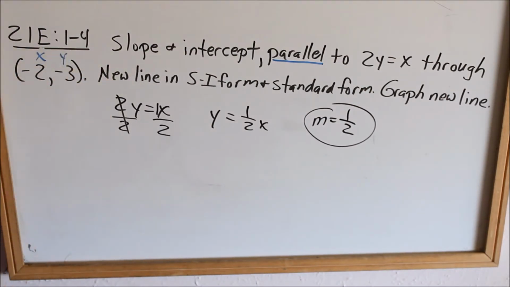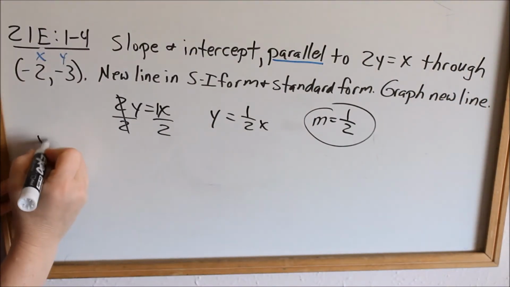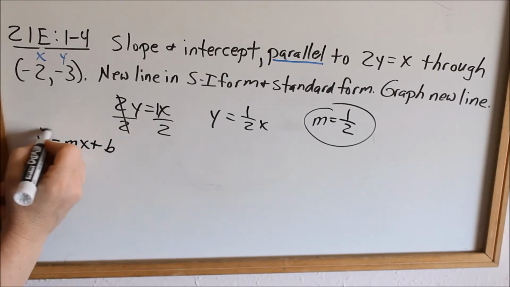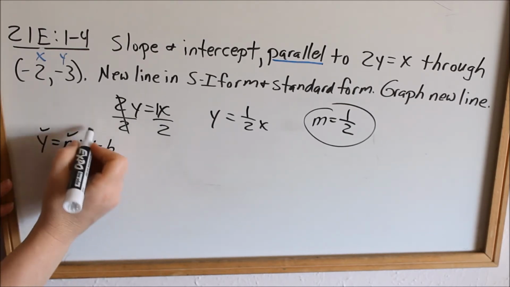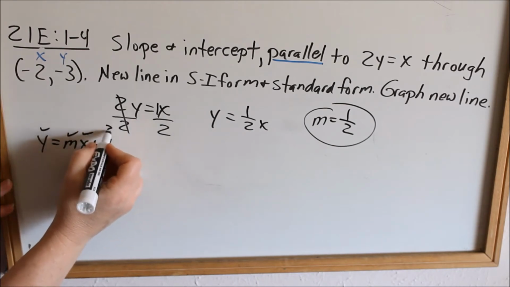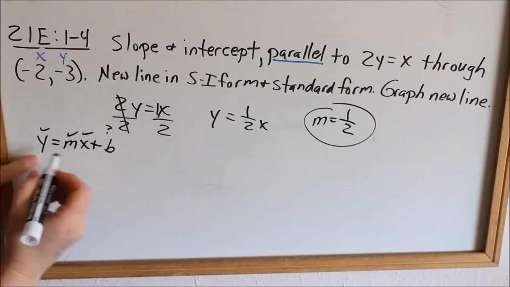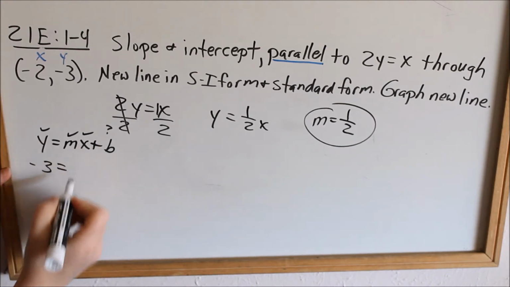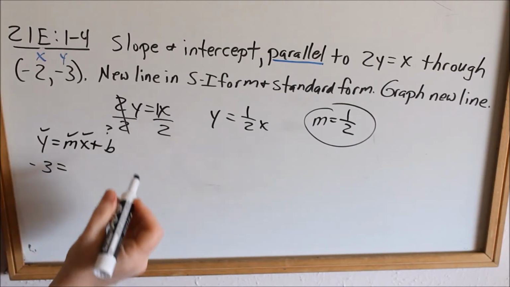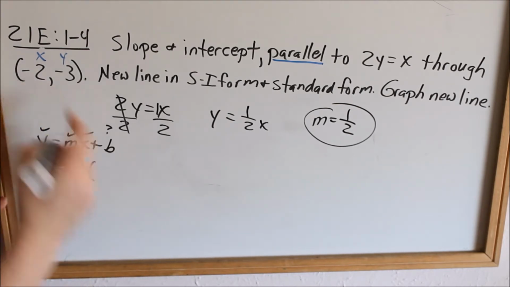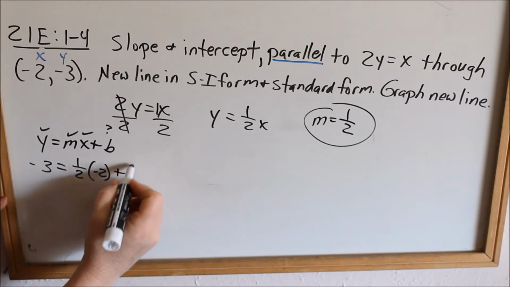So we can take the information that we have and plug it back into the general equation of a line, y equals mx plus b. We are given a y coordinate, we know our slope, we are given an x coordinate. The only thing that we don't know is the y-intercept. So my y coordinate was -3. Keep up with negative signs. My slope is 1/2 times my x coordinate, -2, plus b.